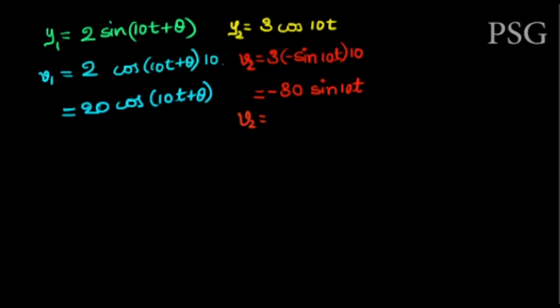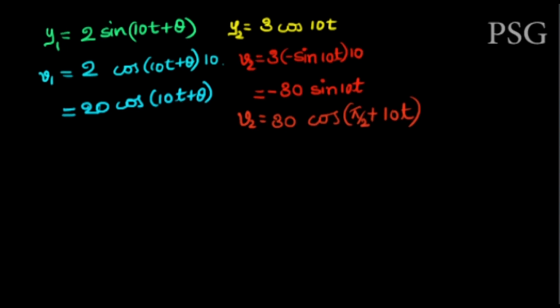We have two velocities with different functions, one is a sine function, the other one is a cosine function. To calculate the phase difference, either both have to be cos or both sine. So let me convert this velocity v2 into a cosine function. This can be written as 30 into cos of (90 plus 10t). We know that cos (90 plus theta) is minus sine theta. So now these two functions have a similar term, that is the cosine term. Now we can find the phase difference between these two.